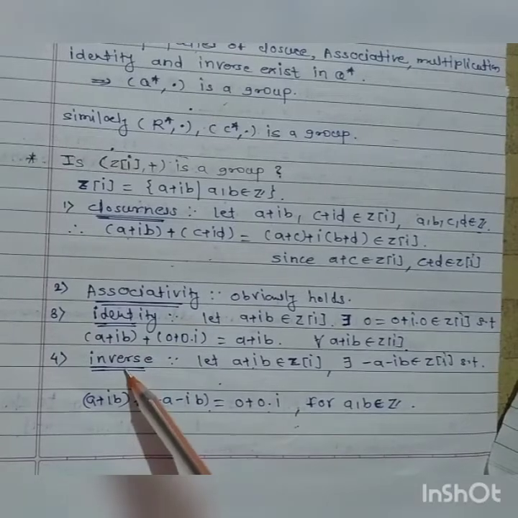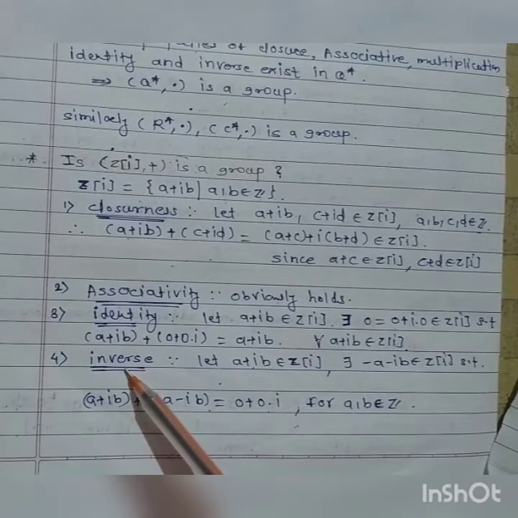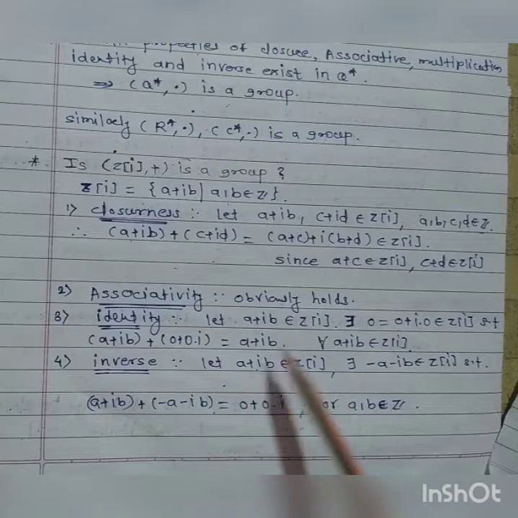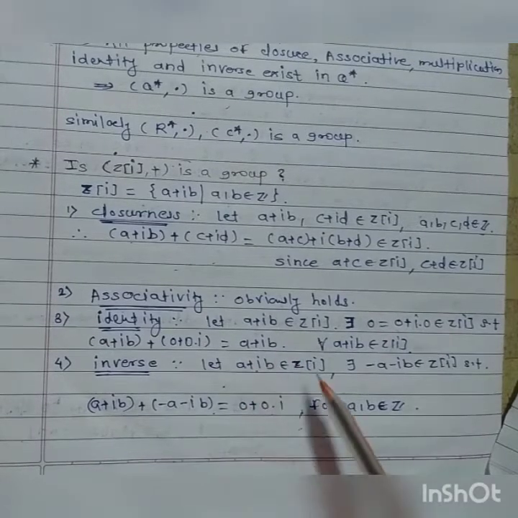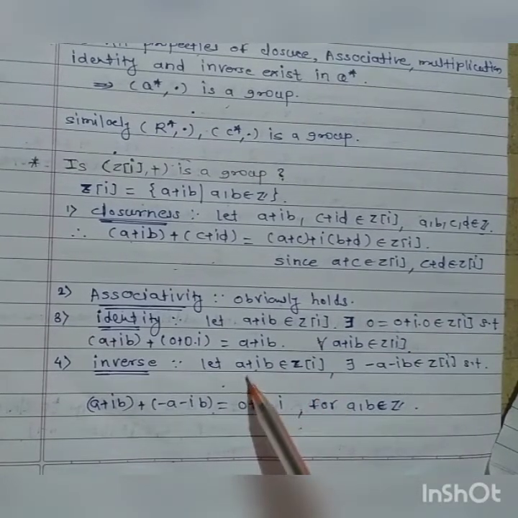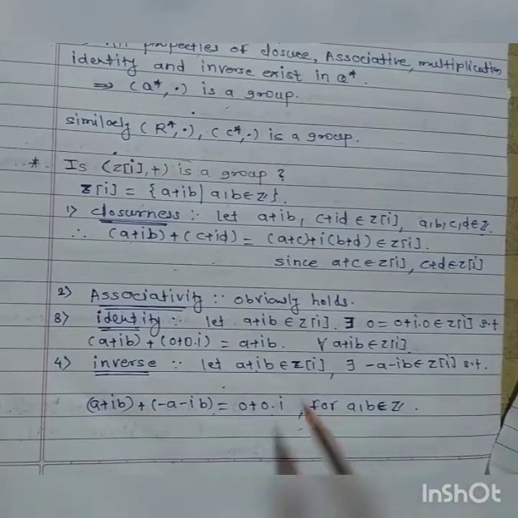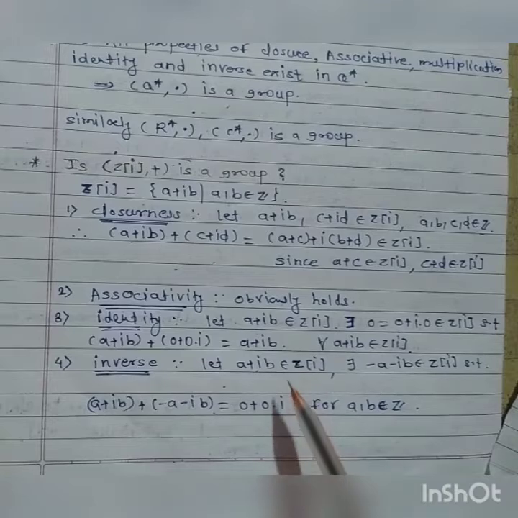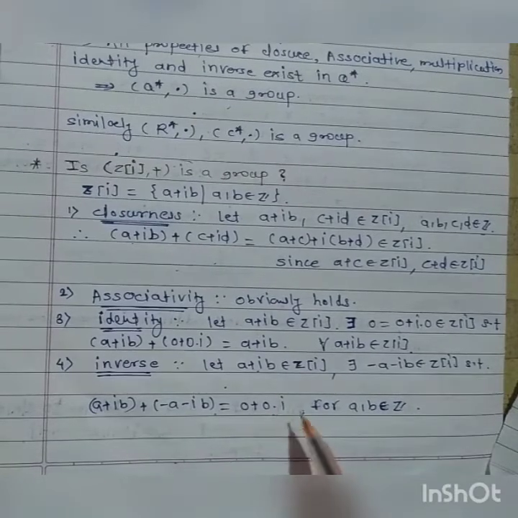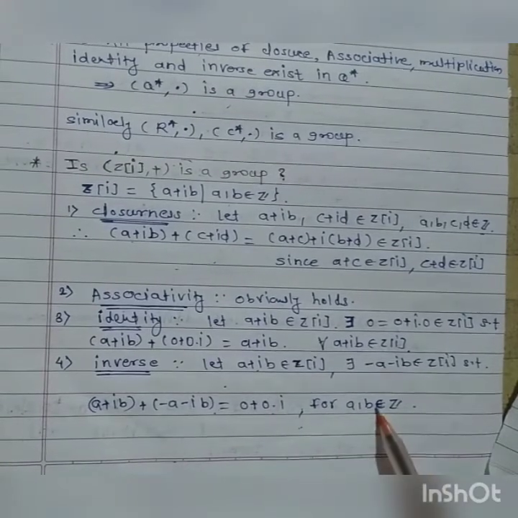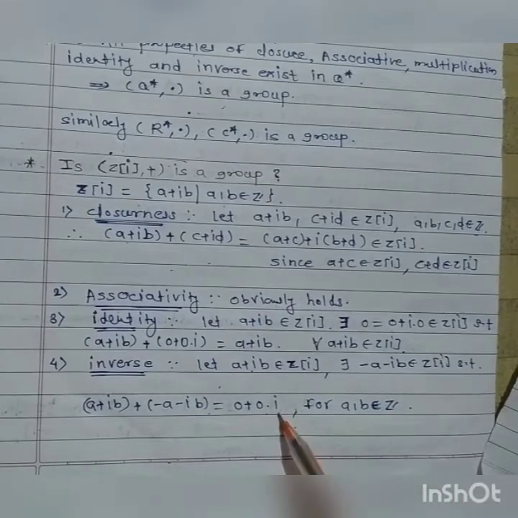And the last property is the inverse. For any element a in Z we consider minus a as the inverse. Therefore for any a plus ib in Z[i] we consider minus a minus ib in Z[i], such that the addition of these two elements is the identity 0 plus 0 into i, for any a, b belonging to Z. Therefore Z[i] under plus is also a group.